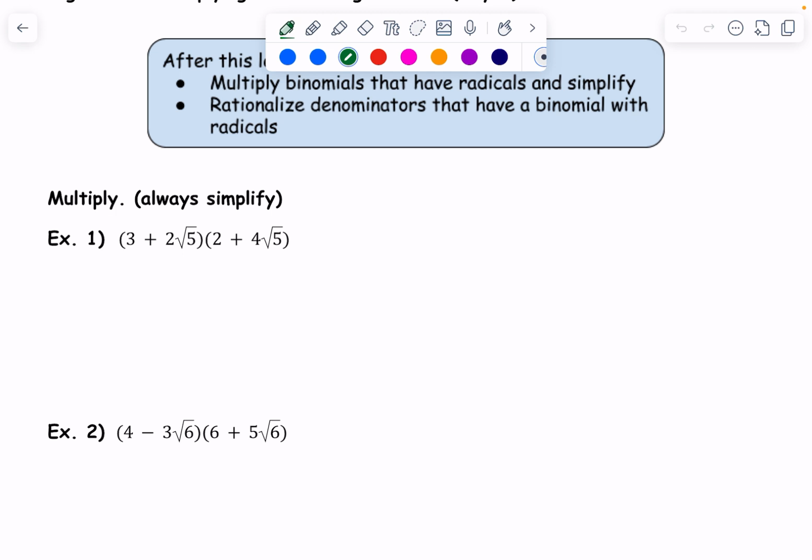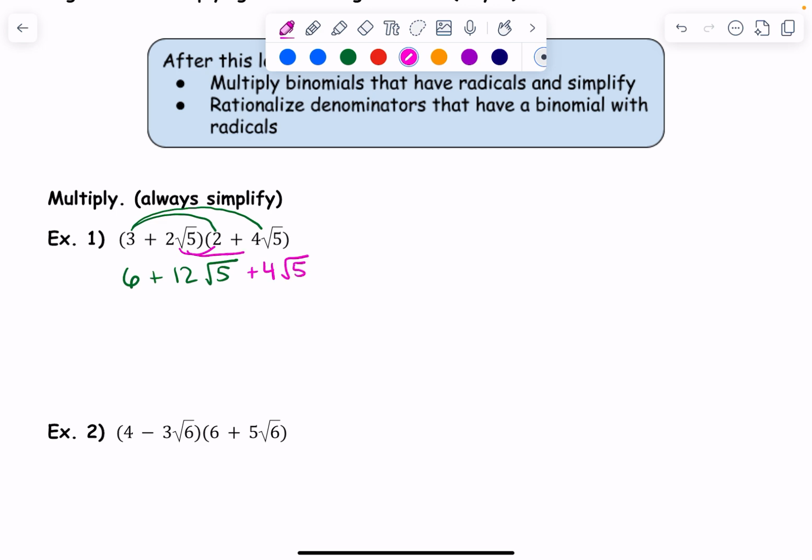So when we have binomials that are multiplying, we distribute. So we're going to get 3 times 2, which is 6. And then when we multiply this times this, it's outside with outside, so this is going to be 3 times 4, which is 12. And then we only have a 5 inside. Okay, now we're going to take this guy and multiply him through. Now, outside with outside, so 2 times 2 is going to be 4. And we still have radical 5.